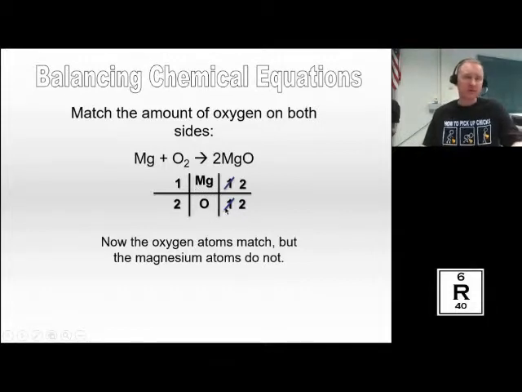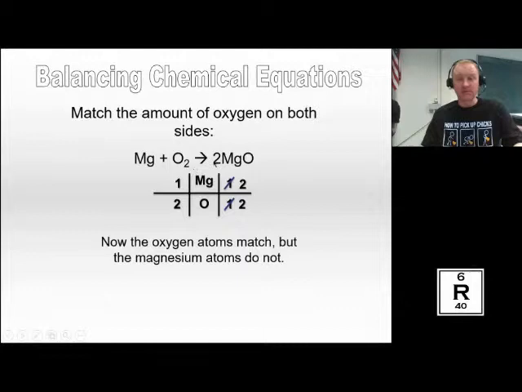It's kind of like solving a Rubik's Cube where you solve one side for its color, and then when you try to solve another side, it ruins the one that you just fixed. But that's okay. We keep working, we keep solving it a bit like a Rubik's Cube. So the oxygens are balanced, but now the magnesiums are not. So what could we do adding only numbers in front?